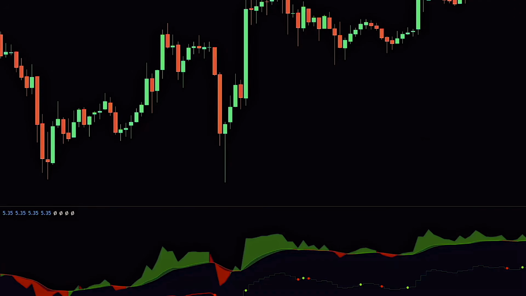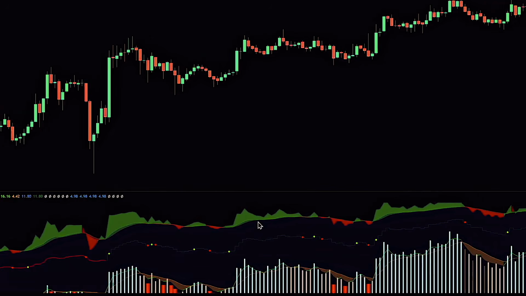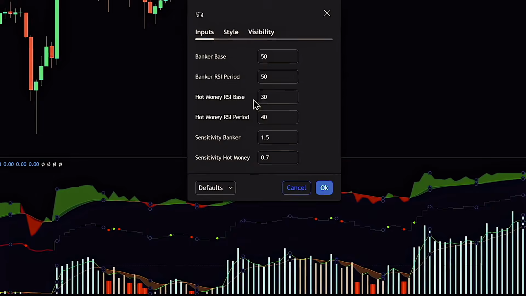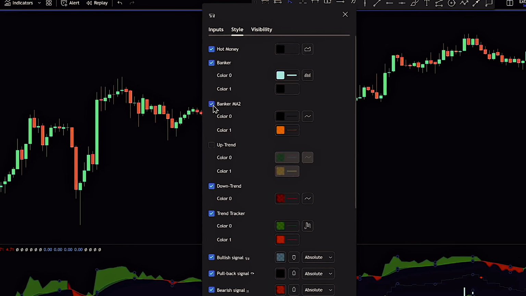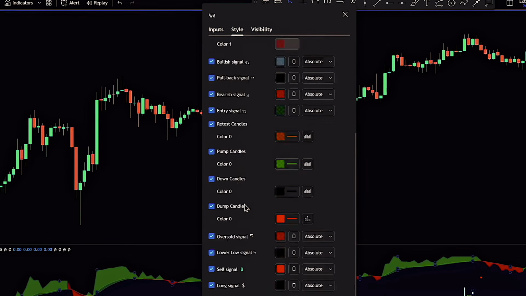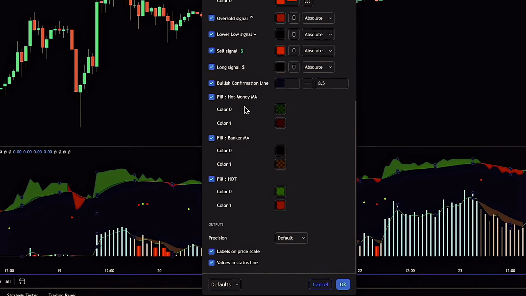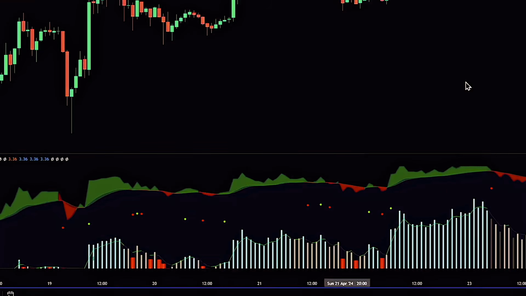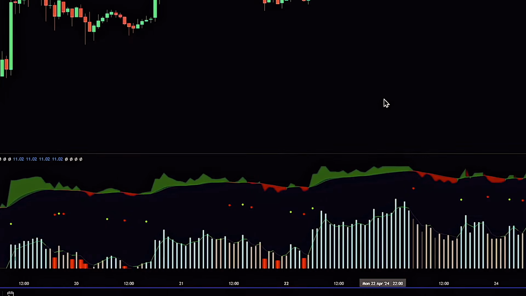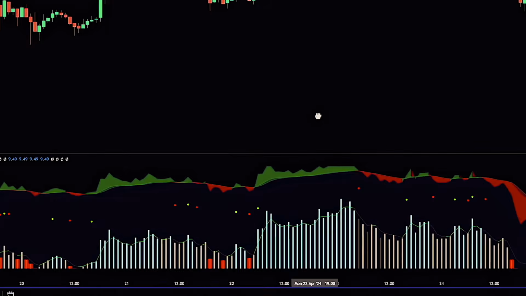Before diving into how it works, let's clean it up a bit. Double-click the indicator to open the settings. In this section, turn off Banker MA, Uptrend, Downtrend, and Trend Tracker. Then scroll to the bottom and also turn off the Fill Banker MA option. Hit OK.